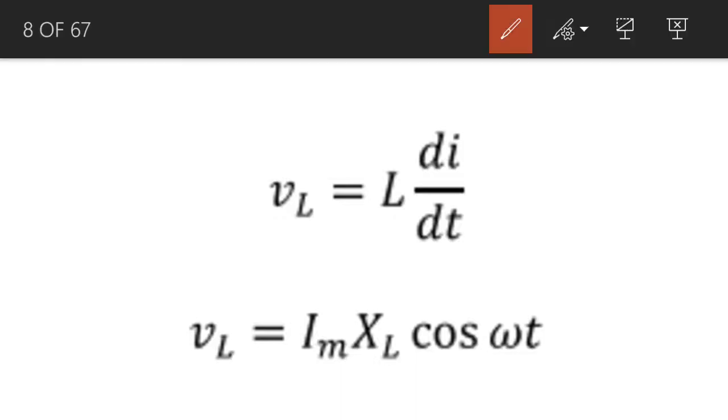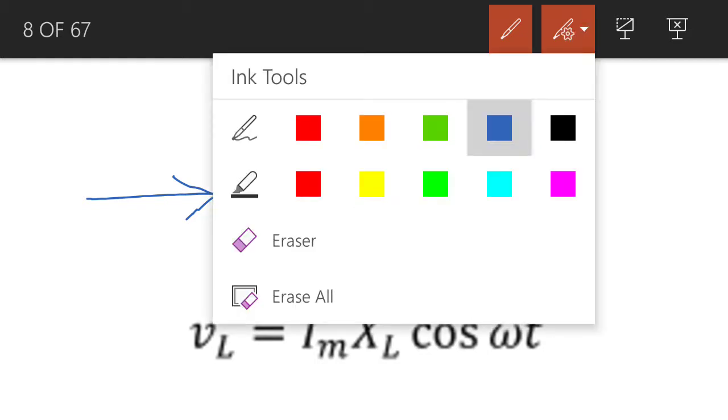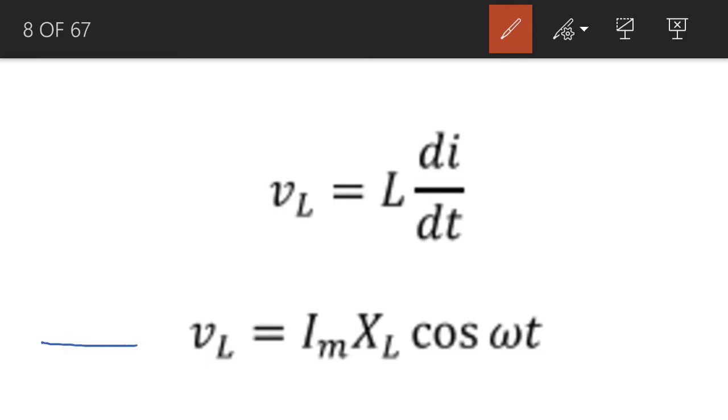We can find out the voltage across the inductor with the help of this particular equation. The voltage across the inductor is equal to L di by dt. And if we put the value of this AC current in this equation, we get the AC voltage across the inductor of this series circuit. The voltage across the inductor will be equal to Im XL into cos of omega t.